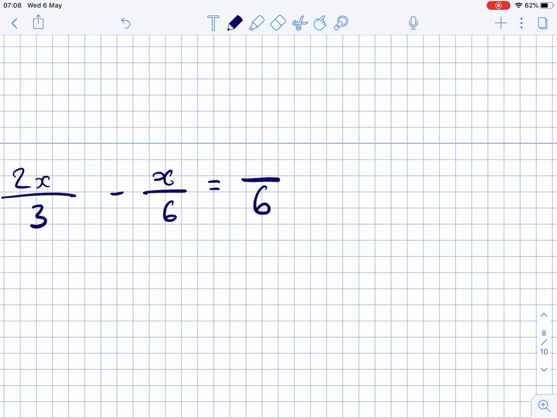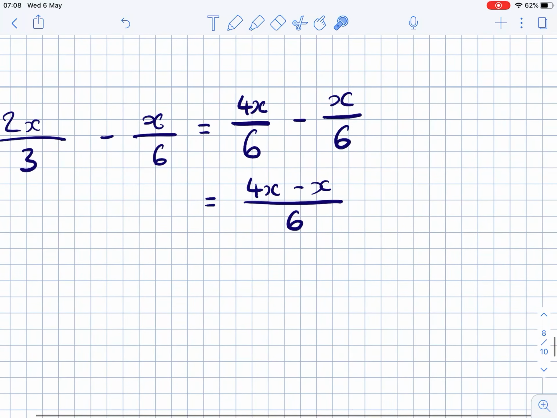So 3 would become 6, and 2x times 2 would become 4x. Okay, now my right hand fraction is already over 6, so I can leave it as it is. And so we end up with 4x minus x all over 6. And this time we do have common terms, so we can collect these terms. We have 3x now over 6.